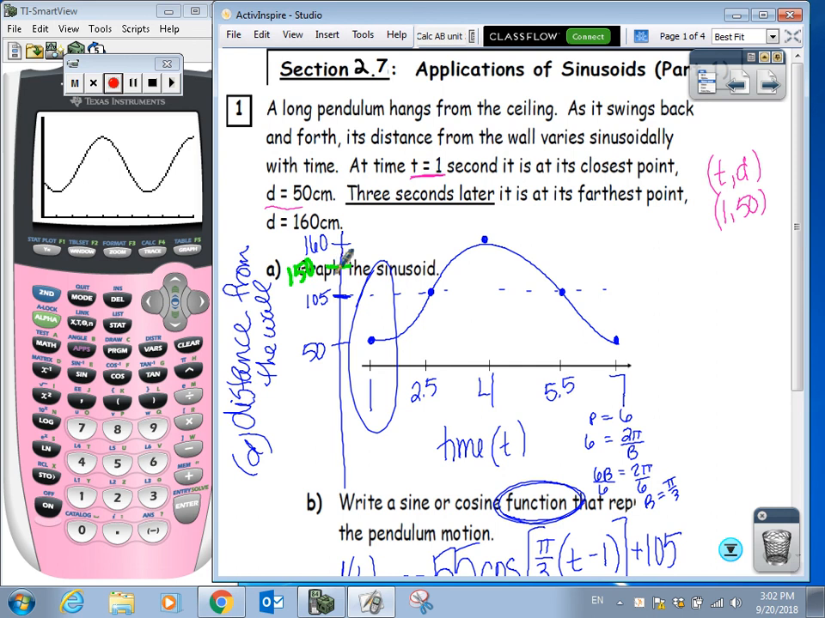So if we say, when is it 150? Right there, there's the first time it's 150. There's the second time it's 150. Remember, this graph continues. Then there's the third time it's 150. The fourth time. It's just going to keep being 150. 150 on the way out. 150 on the way back. On the way out, because it goes all the way to 160, so 150 crosses on the way out and the way back.